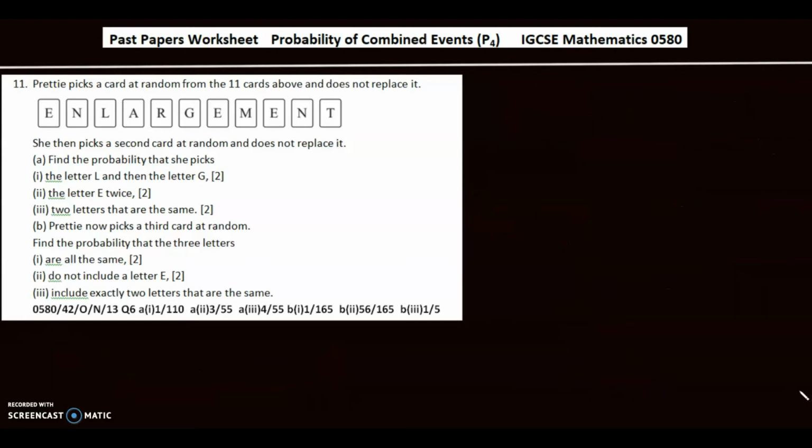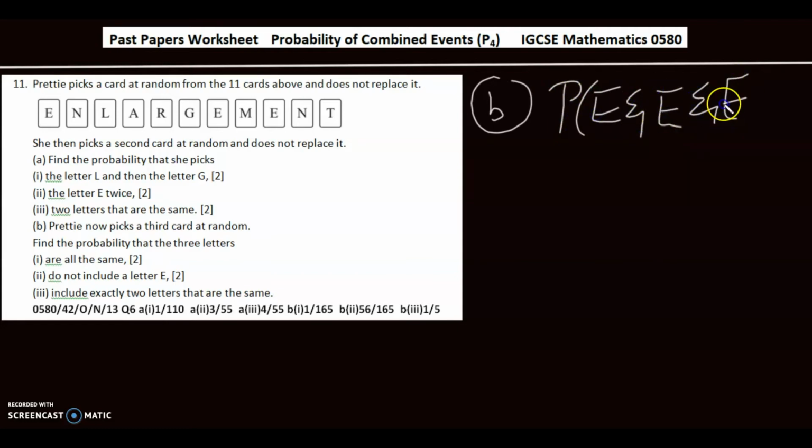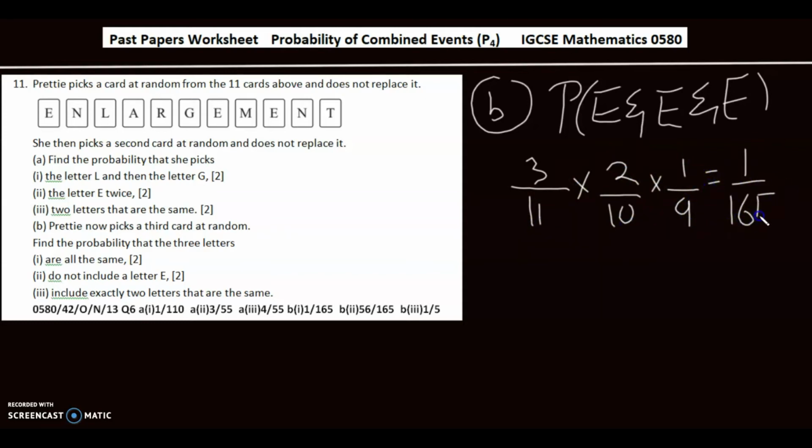Part B. Preeti now picks a third letter at random. Third card at random. Find the probability that the three letters are the same. So that's only going to be when she gets E and then again E and then again E. So probability of getting E the first time is 3 upon 11, then 2 upon 10, then 1 upon 9, which should give 1 upon 165.